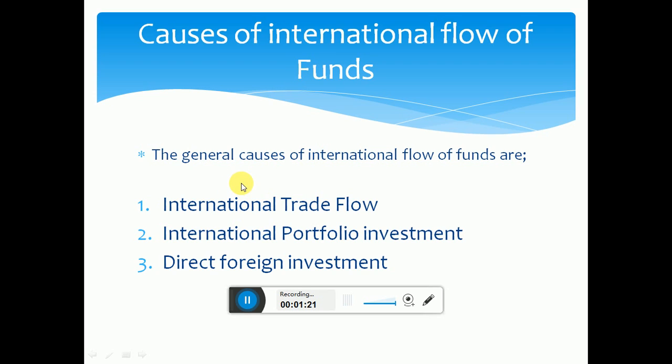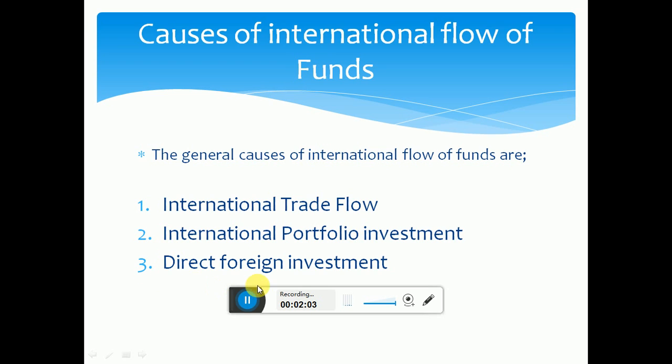The biggest cause of that is international trade flow, that is goods and services. For purchasing and selling goods and services, you need money. For purchasing goods and services, you need money, so money is going out of the country. The next one is international portfolio investment, that is investment in bonds and stocks in foreign countries. So that is the second reason for the flow of funds, because the people of one country are investing money in foreign countries' financial markets, in bonds and stocks.